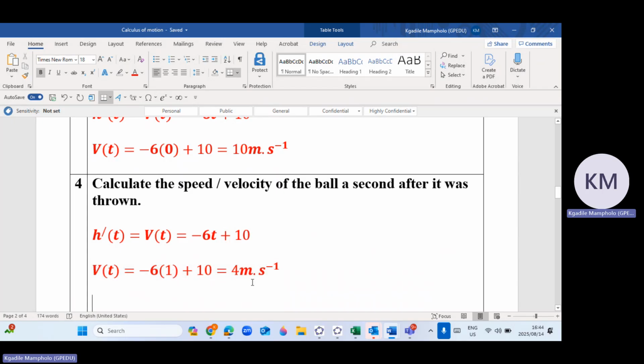The answer will be 4 meters per second. It means 1 second after Albert has thrown the ball, it was traveling with 4 meters per second. Remember, initially it left Albert's hands at 10 meters per second. Then after 1 second, it was traveling with 6 meters per second.